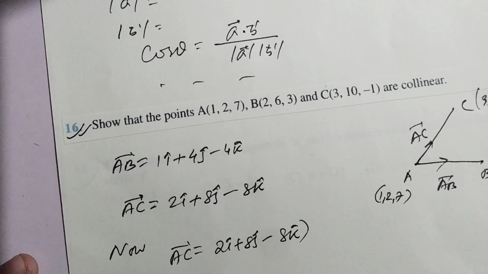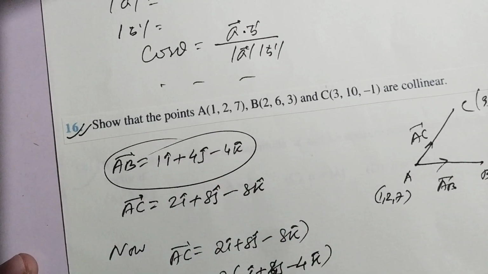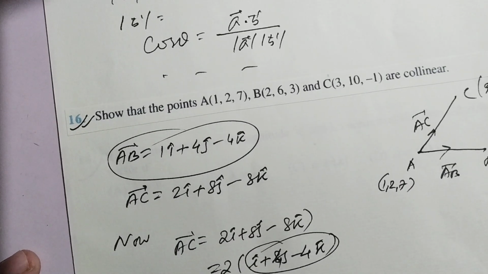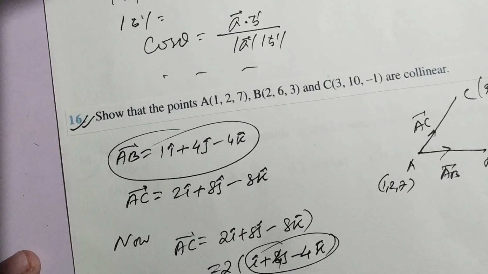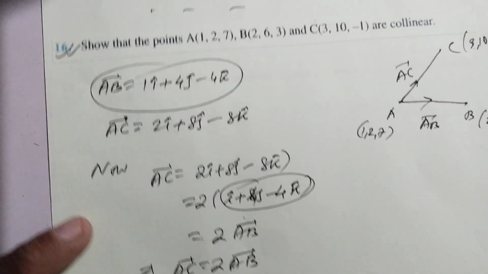I can take 2 common here. So 2 common, it will be i plus 4j minus 4k, which is, you see, 2 into AB. This is now vector AB. That means we are getting AC is twice AB, and we can say therefore points are collinear.